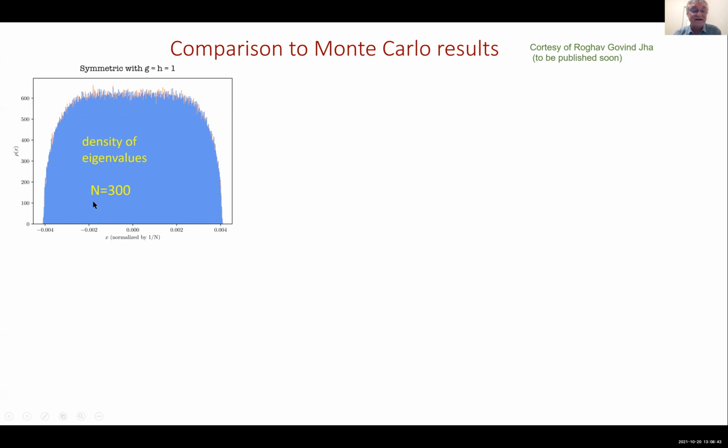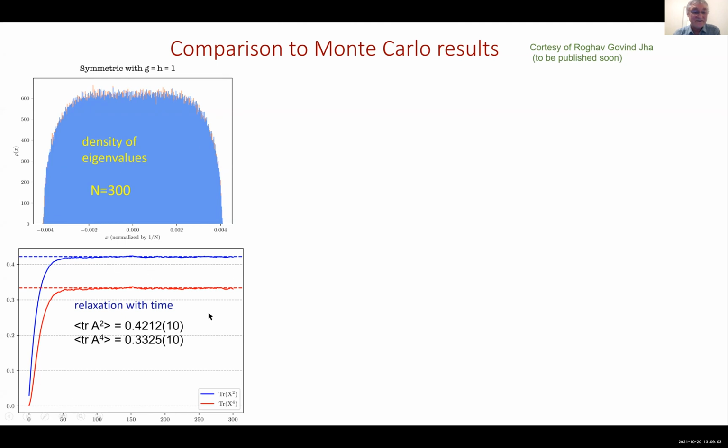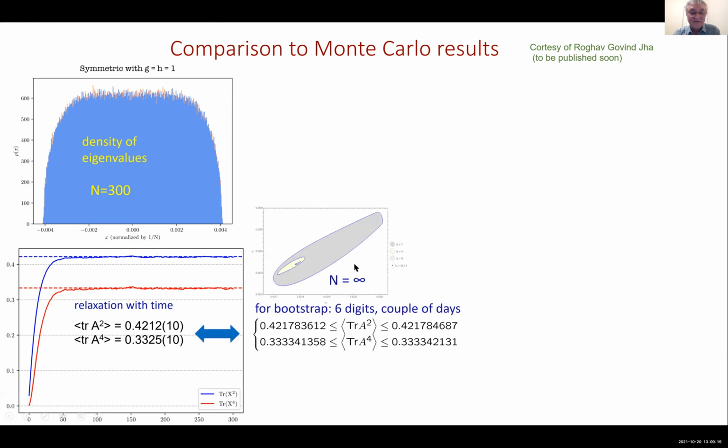He took the matrix integral at N equals 300, quite large, but finite. In our bootstrap, it's by definition infinite. And this is how the density of eigenvalues looks. It's quite narrow if you look at the numbers here. This is the relaxation process of Monte Carlo, which I think takes a few hours, which he needed to get 3 digits of precision for these two moments. To compare with our case, which I showed before, these islands of decreasing size, this is our best result, 6 digits. It took a couple of days, of course.